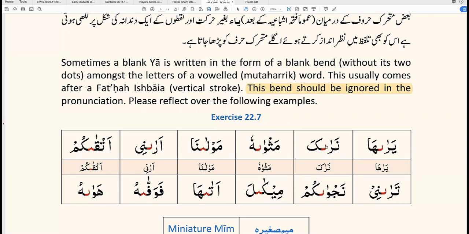What do we do with this red bend here? Ignore it. We ignore it, yeah. Ka. Well done. Naraka. Well done. Okay, here.